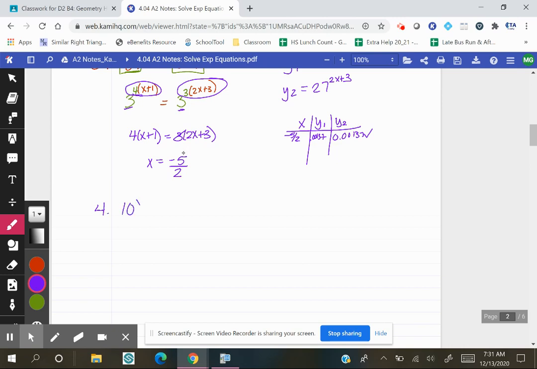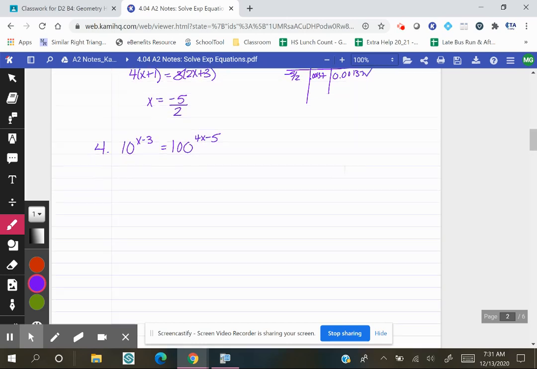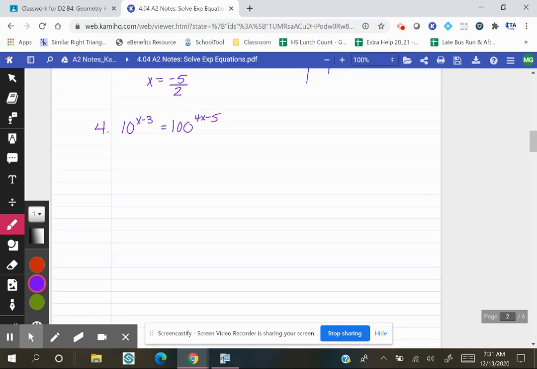Next one is 10 raised to the x minus 3 equals 100 raised to the 4x minus 5. Pause the video, try this one on your own. All right, so you should have seen here that you always look at the bigger base first. I can rewrite 100 with a base of 10. So 10 to the second gives me 100. Now my bases are the same. Set your exponents equal.